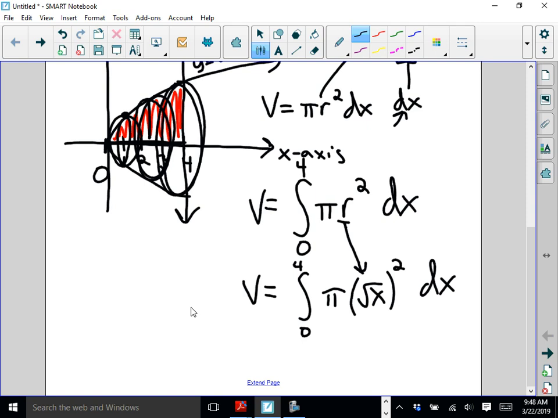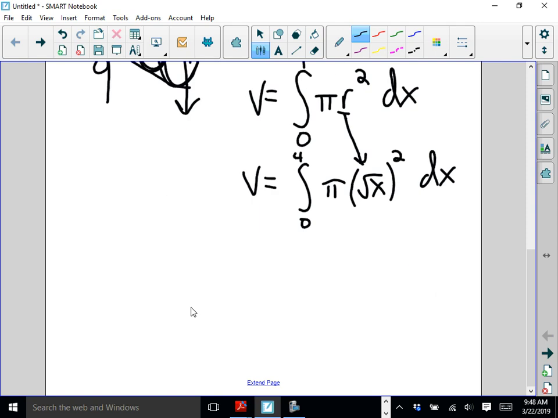Now I'm just going to go ahead and solve it out. This is the easy part. This pi I'm just going to put out front. And I want to simplify this definite integral before I actually do the definite integral. Root x squared has to be just regular old x dx. Now I'm ready to bump and divide.